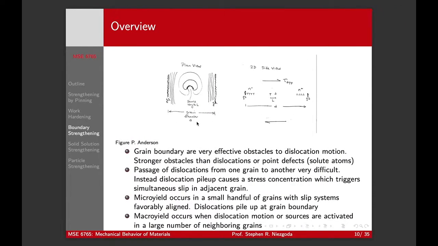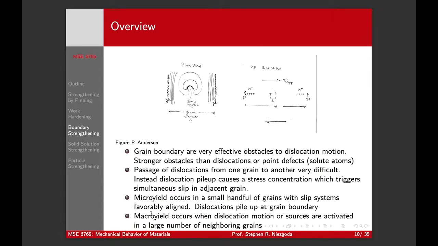Okay, welcome back. So, grain boundary strengthening. Grain boundaries are very effective obstacles to dislocation motion. Right? They're stronger than dislocations or point defects like solute atoms.